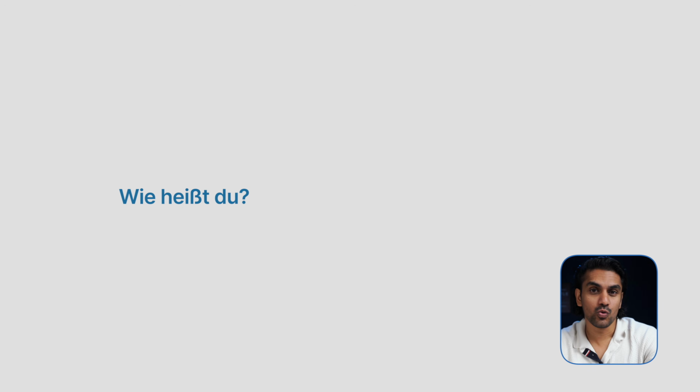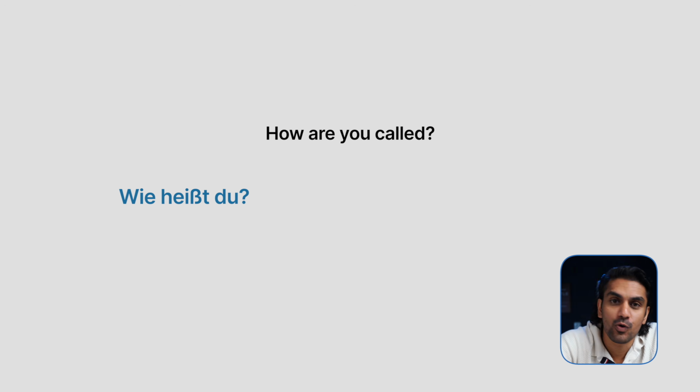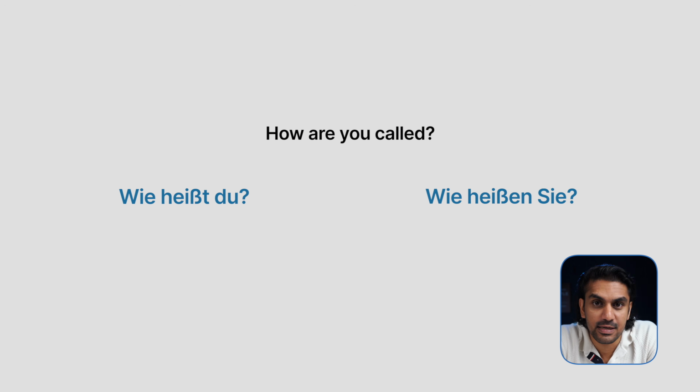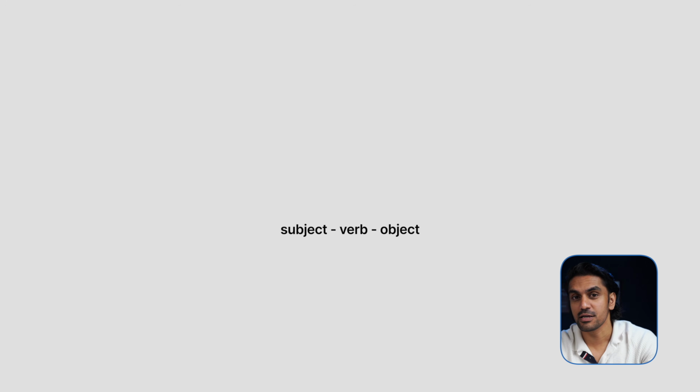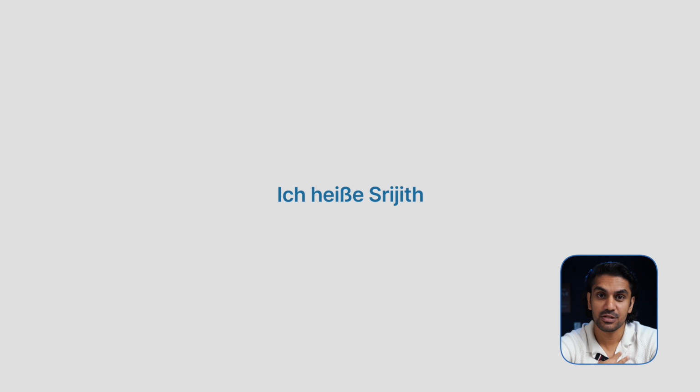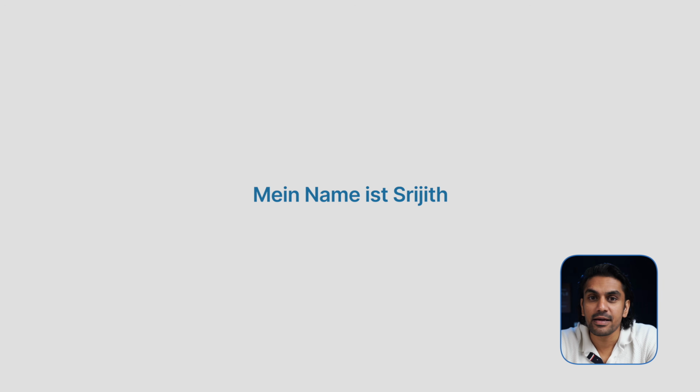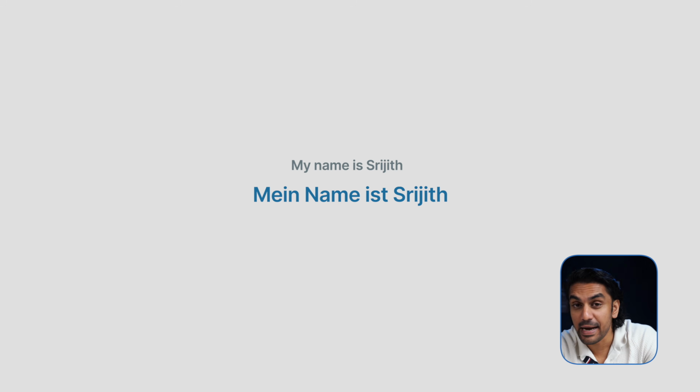For example, if you want to ask someone's name, you would say Wie heißt du, which literally means how are you called, or Wie heißen Sie. Both mean what's your name. One is informal and the other one is formal. And to answer this question, you can reply using the same structure we learned. Subject, verb and object. Ich heiße Srijit, which literally means I am called Srijit. You could also say mein Name ist Srijit or my name is Srijit.